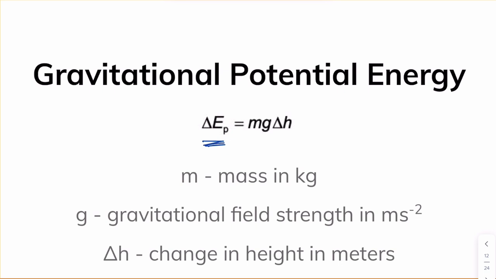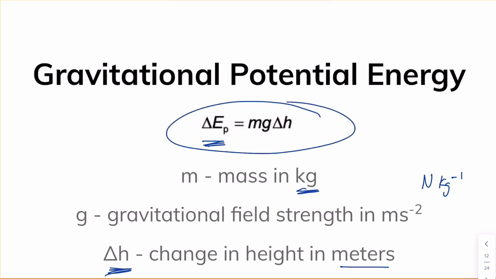So m is going to be the mass, always in kilos. g is the gravitational field strength. It's in meters per second squared, or sometimes it can be in newtons per kilogram, but that's the same unit. And the height, or the change in height, is always measured in meters. This formula is for objects that are close to the surface of the Earth, or ones where the gravitational field isn't changing much.